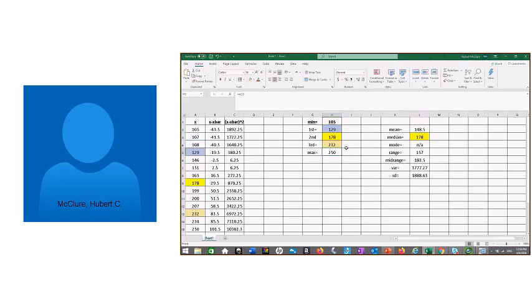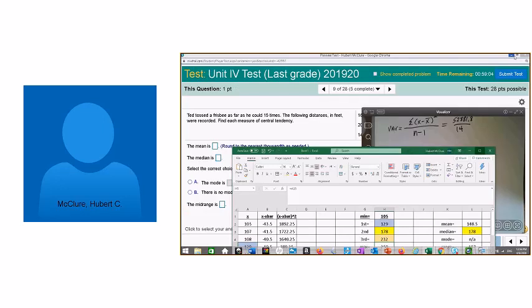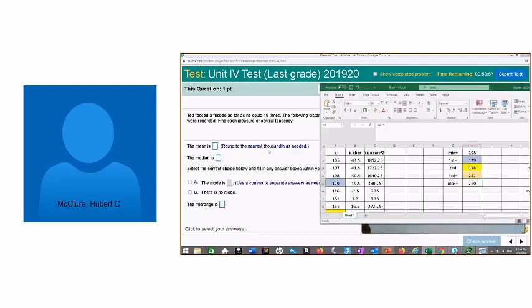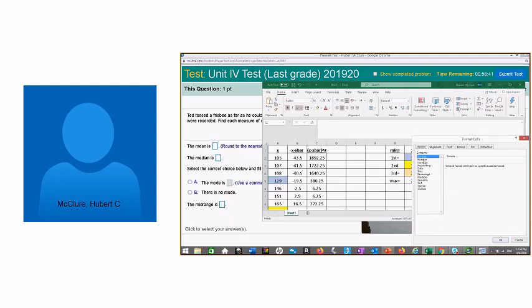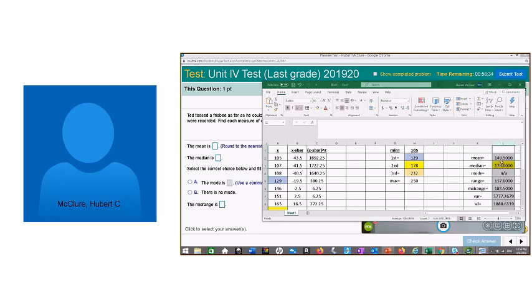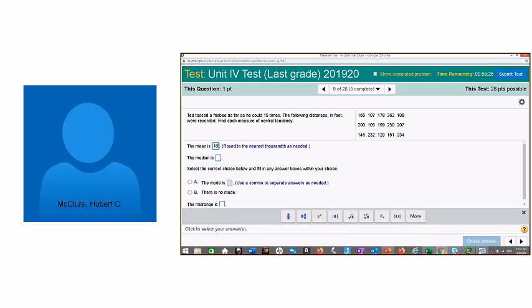Okay? So I'm going to pull up my question and type in the answers using my spreadsheet there. The mean, round to the nearest thousandth. Uh-oh, thousandths. That means I need to adjust all of these. Format cells, 3 decimal places. Okay, 148.5. You don't have to worry about it. Median is 178. So 148.5 and 178.